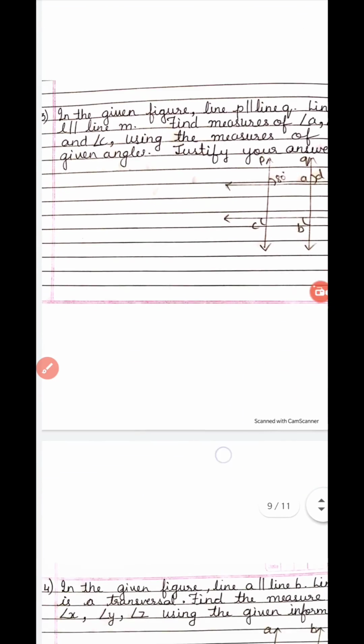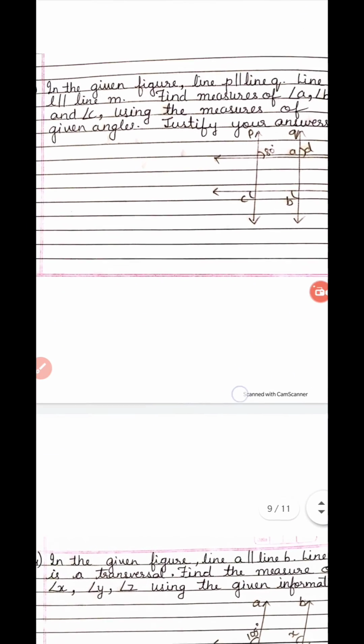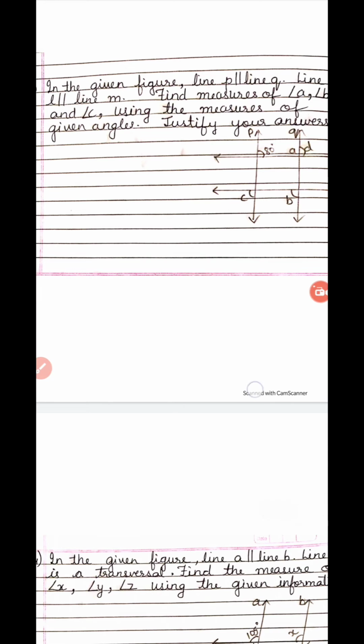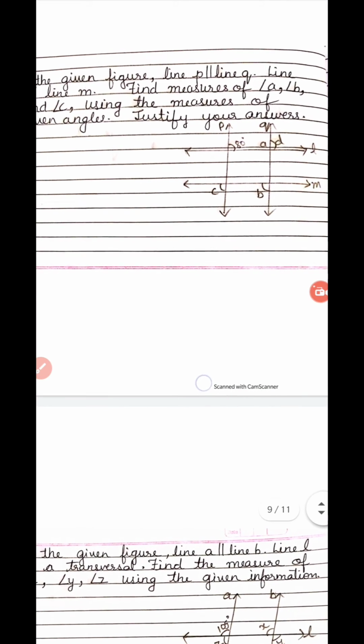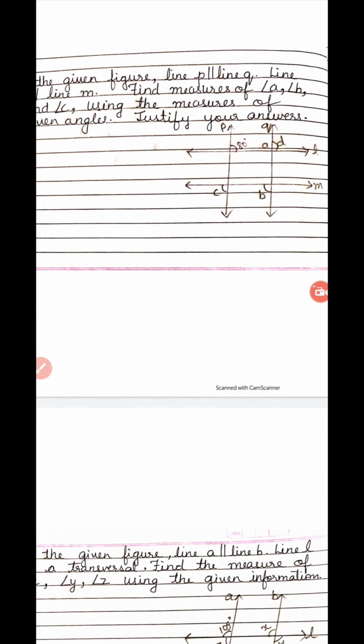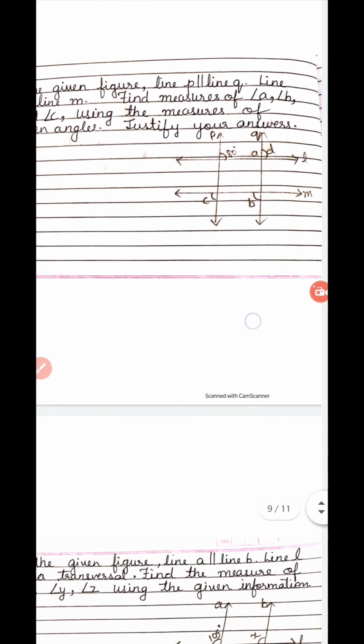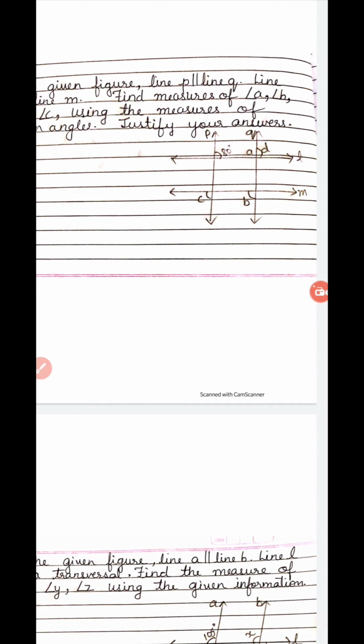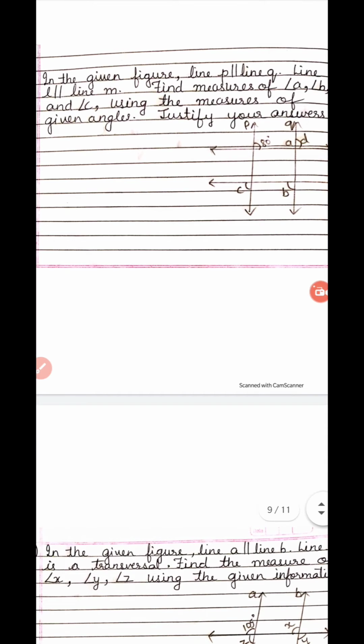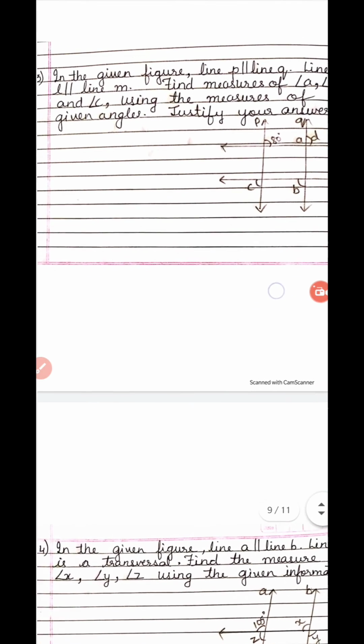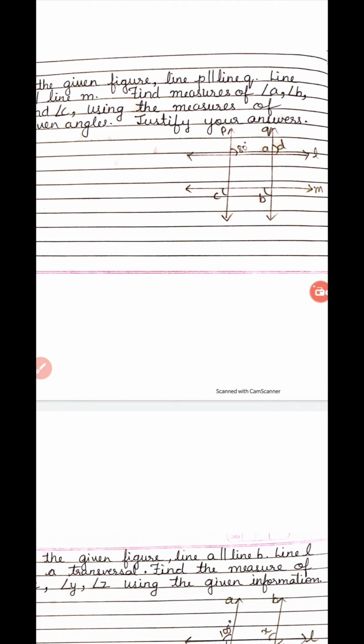Coming to the next question. In the given figure, line P is parallel to line Q. We can see over here line P and line Q, and line L is parallel to line M. We can see the horizontal lines L and M in this figure. Find measures of A, B and C. Now we have to find out the measures of A, B and C. D we don't have to find out. It's only A, B and C that we have to find out.